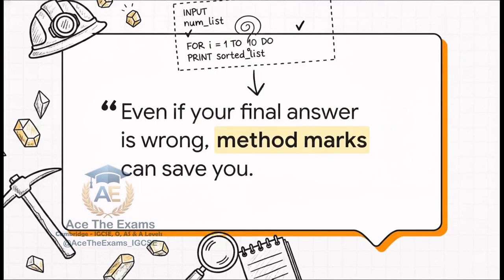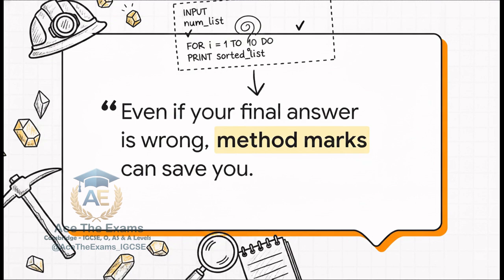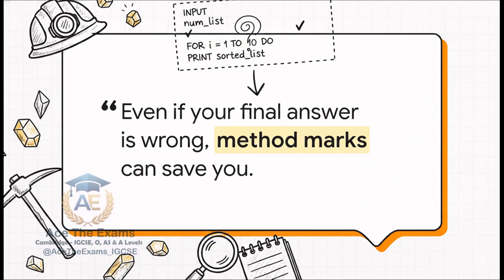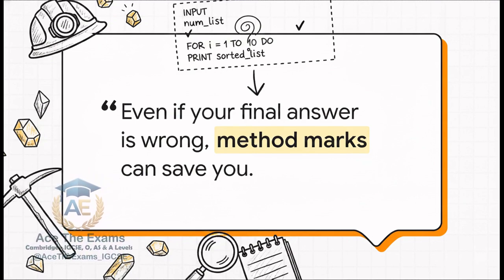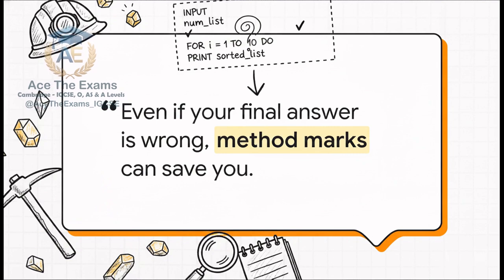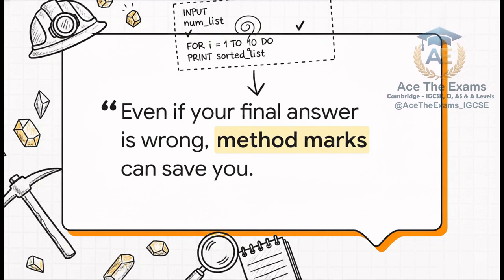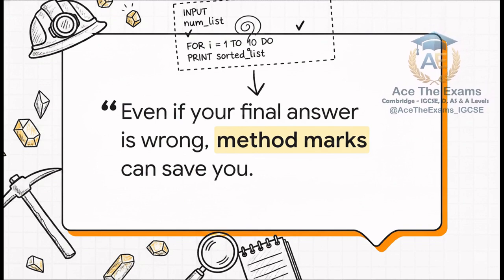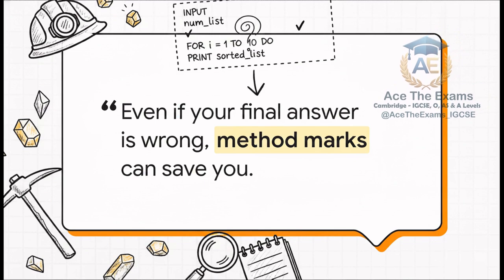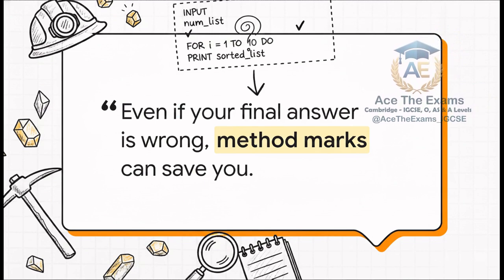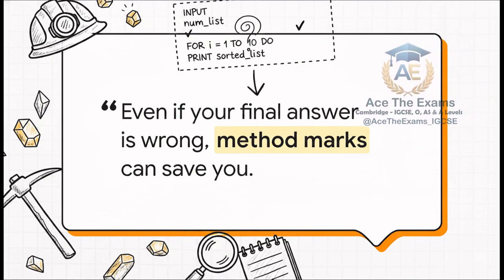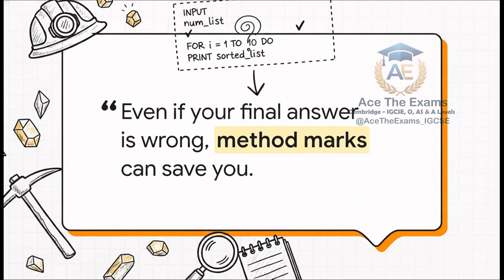And this brings us to a massive, absolutely critical warning straight from the examiner reports. Even if your final answer is dead wrong, method marks can save you. You must show your working. I literally cannot overstate the immense importance of the method mark strategy. Look, in Cambridge 9626, if you are asked to write a 10-line algorithm to input data, sort it, and print it, and you totally panic and mess up the sorting logic, you do not get a 0. Let me repeat that. You do not get a 0.